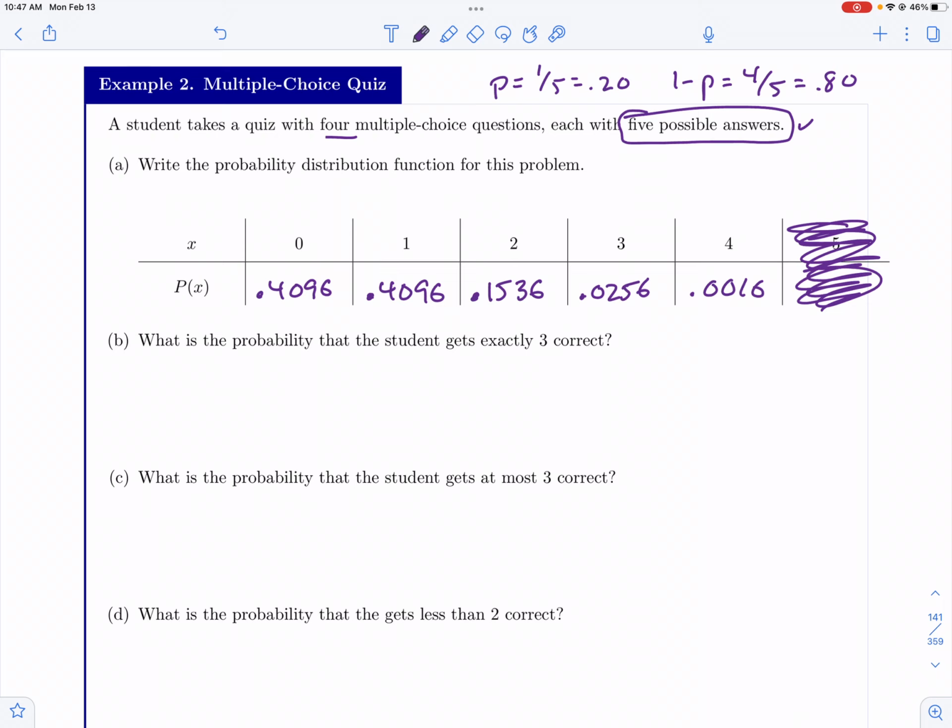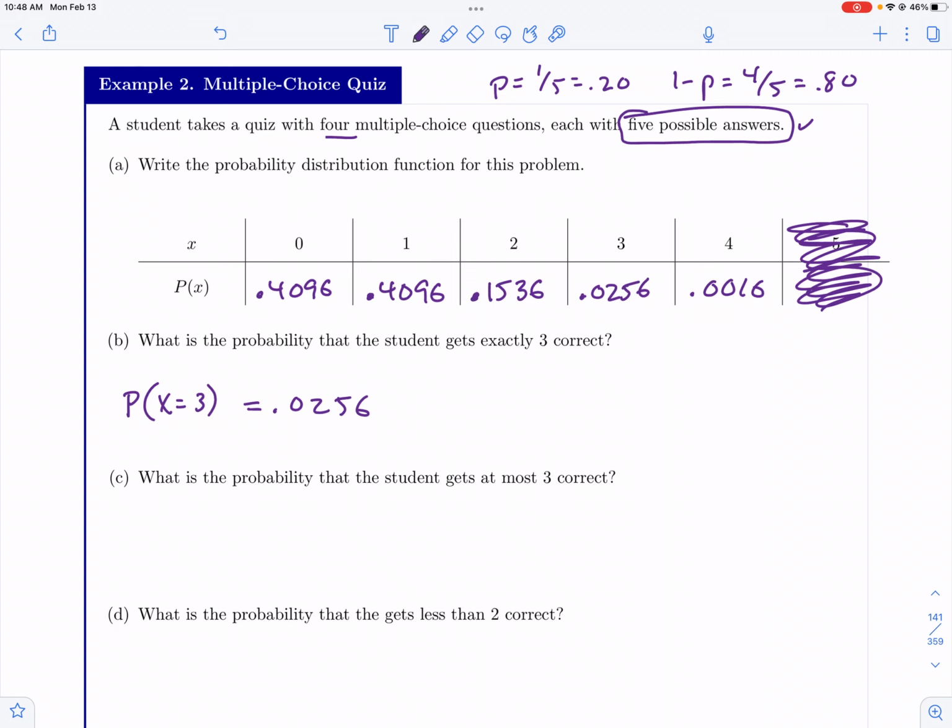So if we go through, what's the probability that a student gets exactly 3 correct? So in this case, we're looking at the probability of x equaling 3. So that one is an exact value, so we would just read it off the chart and get 0.0256 for that one.